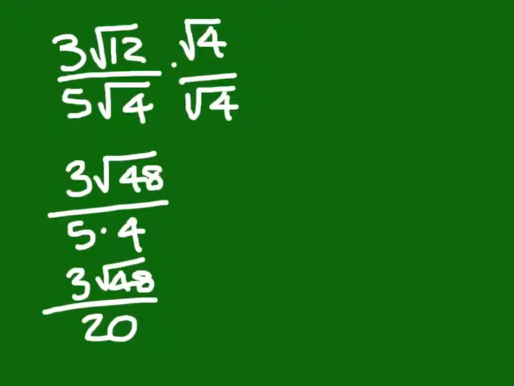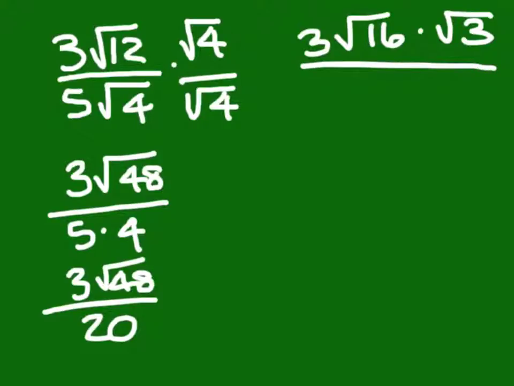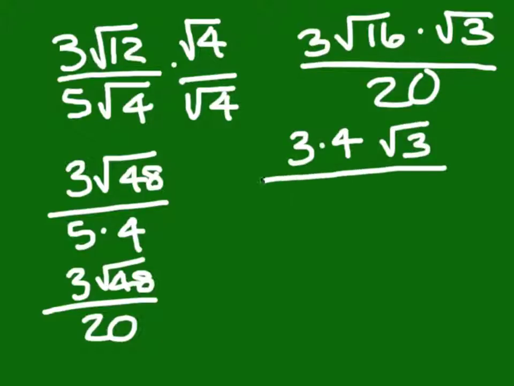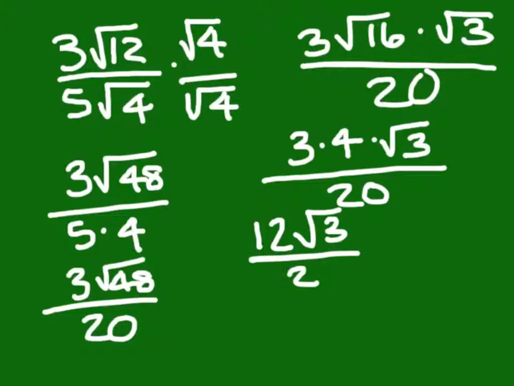Now we want to break down the square root of 48. So we have 3 times the square root of 16 times the square root of 3. 16 times 3 is 48, all over 20. The square root of 16 is 4. So we have 3 times 4 times the square root of 3, all over 20. 3 times 4 is 12, radical 3, over 20.